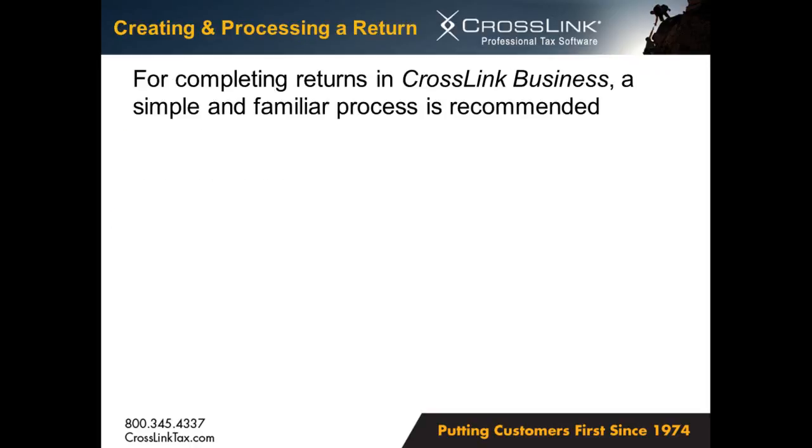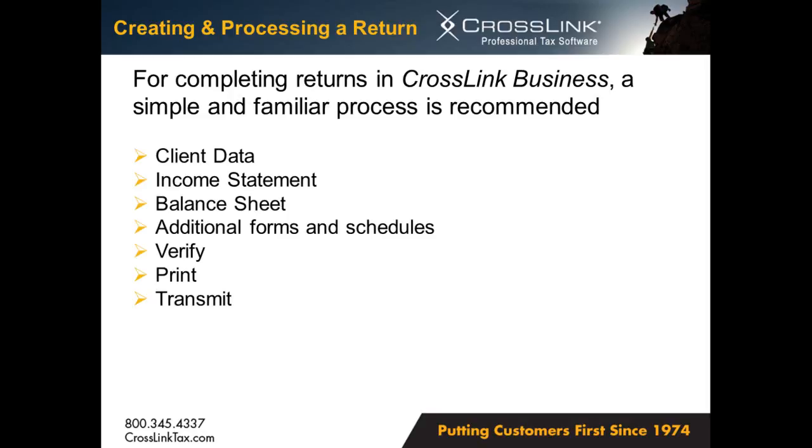Now, before we move into the program, completing returns in CrossLink Business uses the same simple and familiar process as 1040 returns. We're going to complete our client data sheet to enter basic information about our business client. The income statement and the balance sheet is where the initial financial information will be input. After completing the financial statements, we'll add and complete any additional forms or schedules that are needed. Afterwards, we'll simply verify for accuracy, and then we'll print or archive the documents required for both you and your client. And then, of course, we'll transmit the return to the IRS. And with that, we're ready to move into the program.